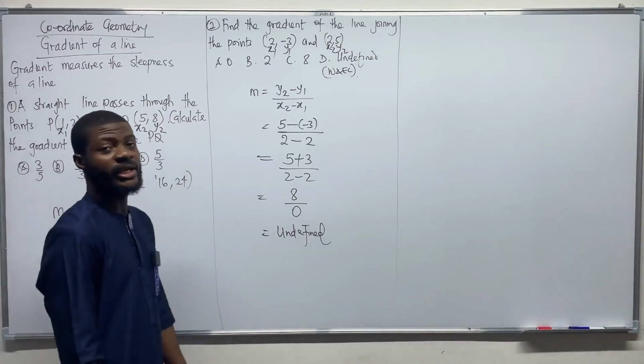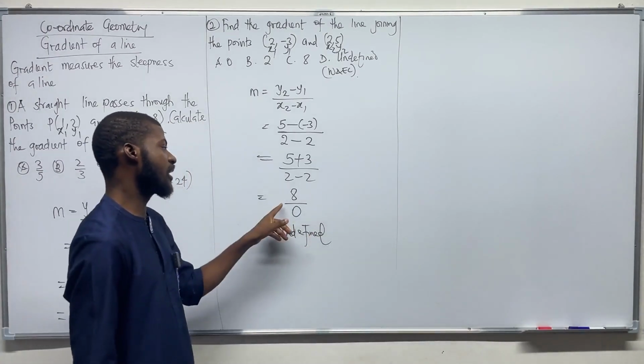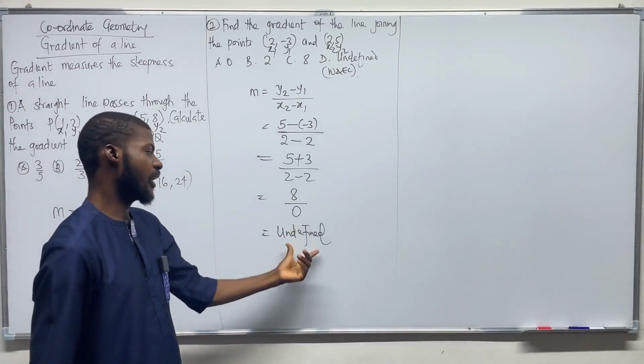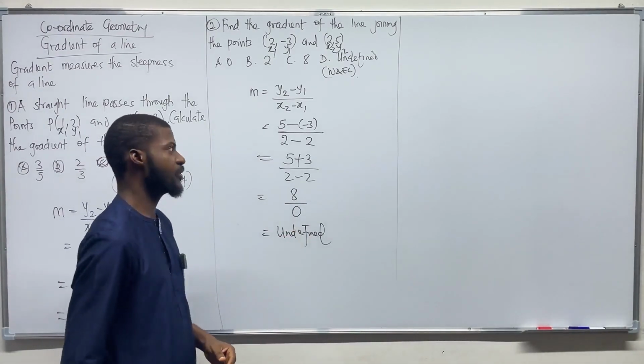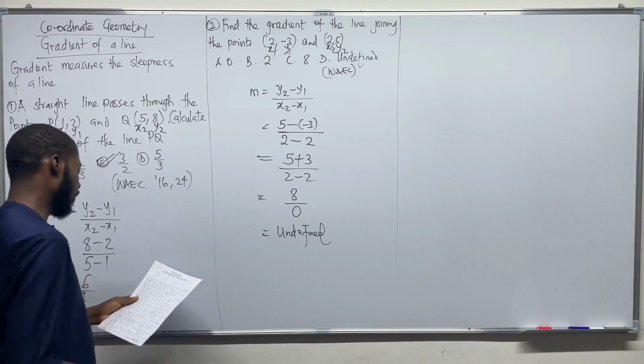Take note, for any rational expression, anytime your denominator is 0, it means it is an undefined expression. That's the meaning. Let us take a look at the next question.